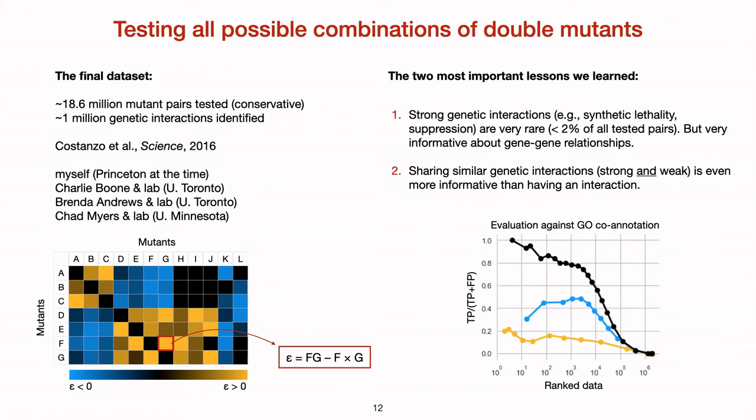I want to be brief, and I want to focus your attention on the 2 most important lessons that we learned from that data, in my opinion. The number 1 lesson is that strong genetic interactions, such as synthetic lethality, which was the primary motivation for doing this experiment, are extremely rare. Depending on how you measure or count them, it's less than 2%, maybe less than 1% of all the tested pairs.